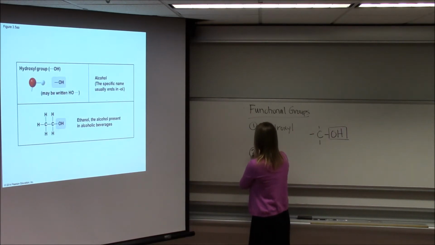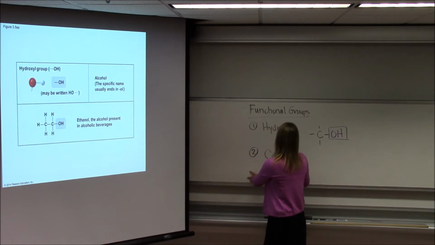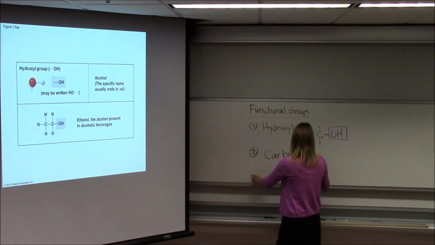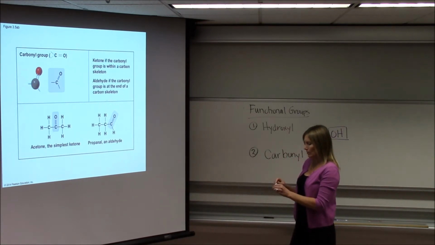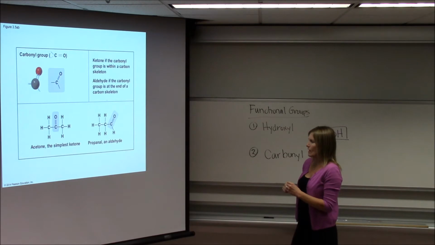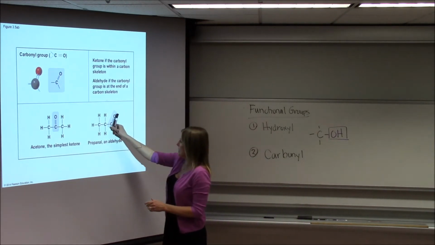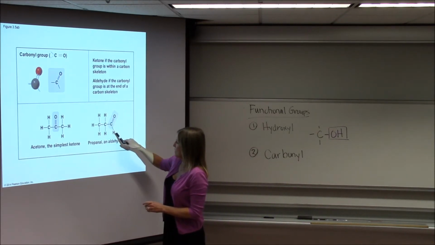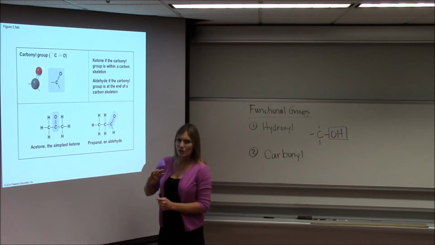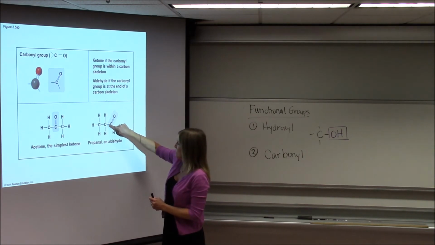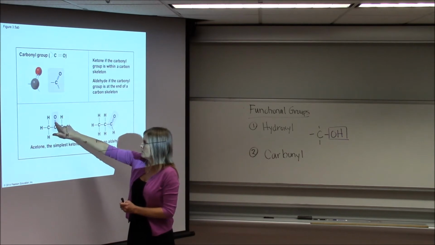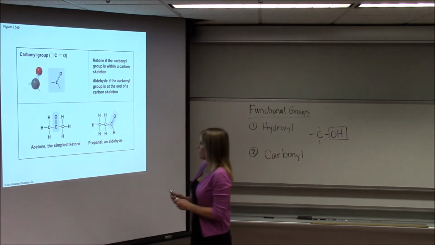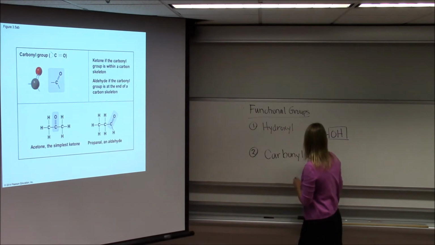Okay, the second one is called carbonyl. And a carbonyl group is a carbon double bonded to the oxygen. It can be at the end of a molecule, in which case it will also have a hydrogen attached. Because remember, carbon needs to share 4 pairs of electrons, 1, 2, 3, 4. Or it can be in the middle of a molecule. And now carbon, 1, 2, 3, 4. Either way, it's a carbonyl group.